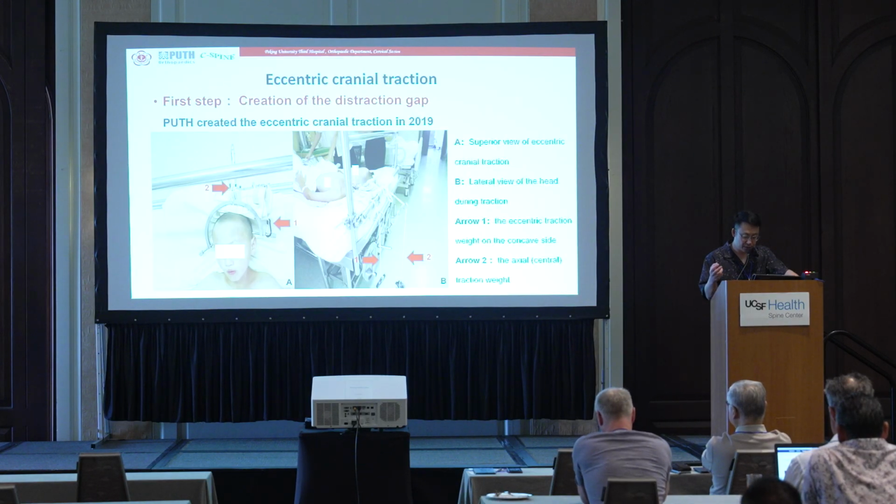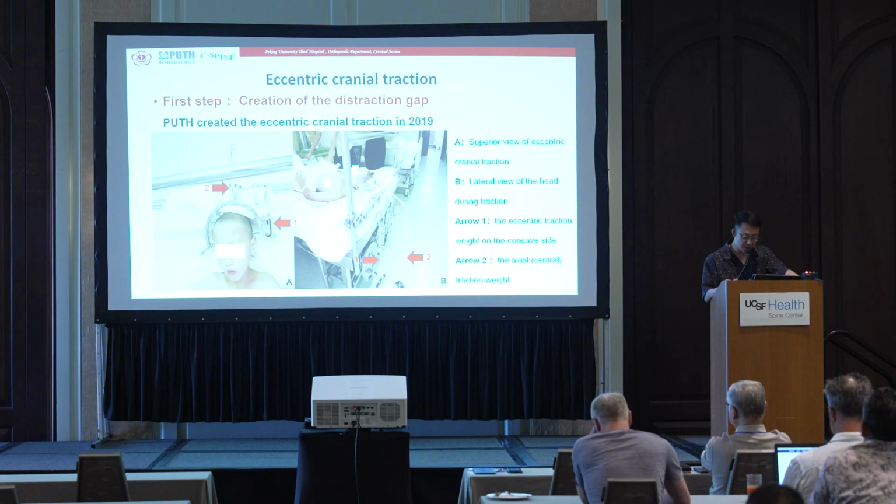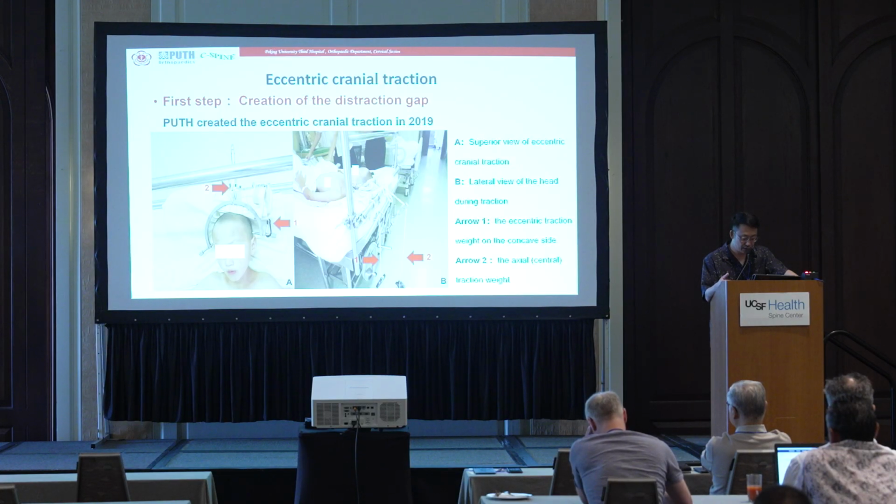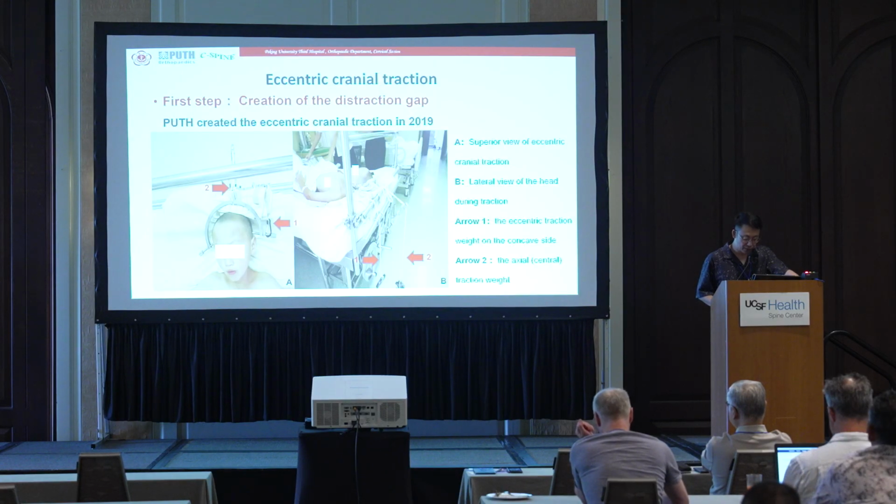In the application of concave side distraction, the first step may be eccentric cranial traction, which means we can create a distractible gap between the vertebrae. We started this traction in 2019. As illustrated, figure A shows a superior view, and picture B shows a lateral view of the head during the traction.